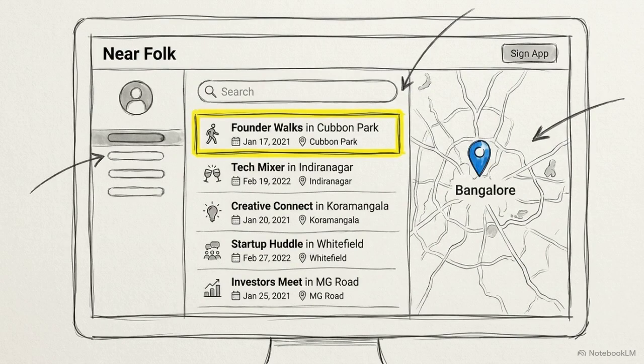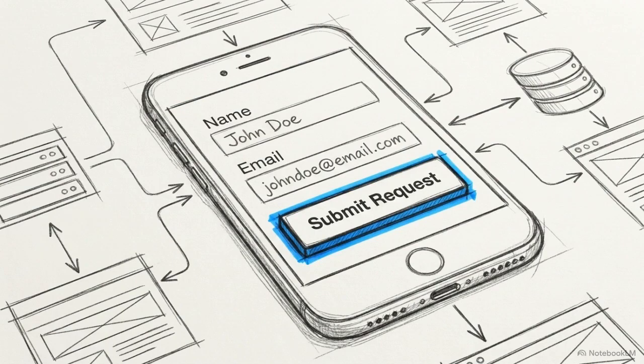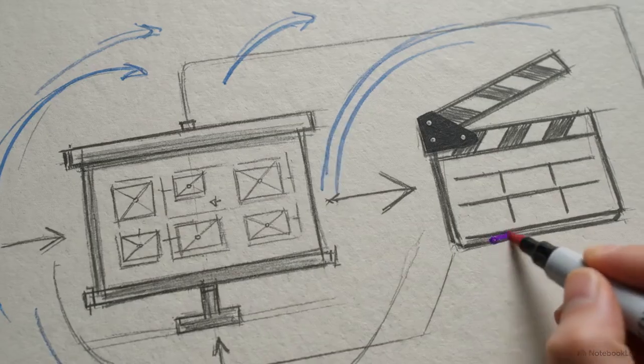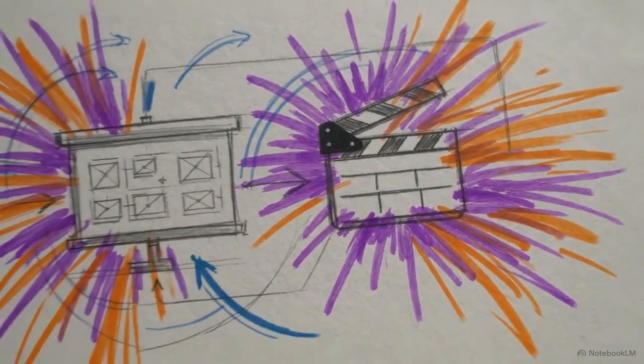This interface shows the final result of the build. We open the live application and execute a search query for local networking events. The user journey is fully operational. We select an event from the populated list, pull up the registration form, fill in our details, and submit the request. At the same time, the parallel thread delivers the marketing assets. The slide deck returns with a professional structure, and the promotional video is fully rendered with sharp motion graphics.